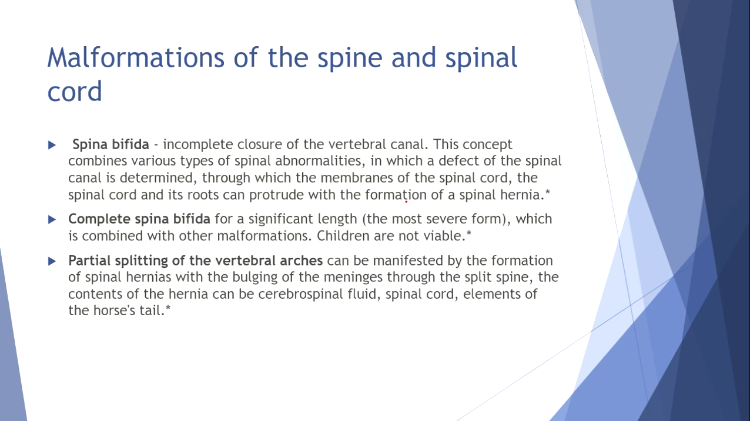We have different types of the spina bifida. Complete spina bifida. For a significant length, the most severe form, which is combined with other malformations. Children are not viable. Partial splitting of the vertebral edges can be manifested by the formation of spinal hernias with the bulging of the meninges through the split spine. The contents of the hernia can be cerebrospinal fluid, spinal cord elements, or the horse's tail.